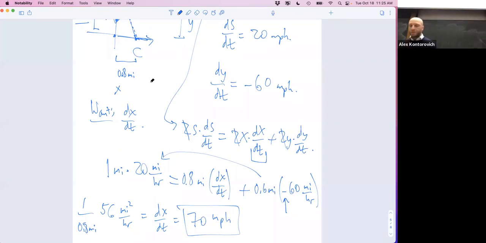Where did I get the 56 from? So I took the 20. The 0.6 times negative 60 is negative 36. And I moved the 36 to the other side. 20 plus 36 is 56. Thank you for asking that, because I guarantee there are 10 other people that were confused about that. Does that make sense now?